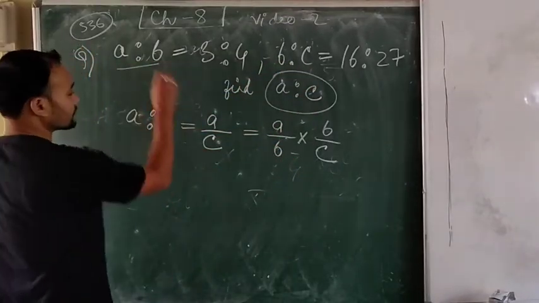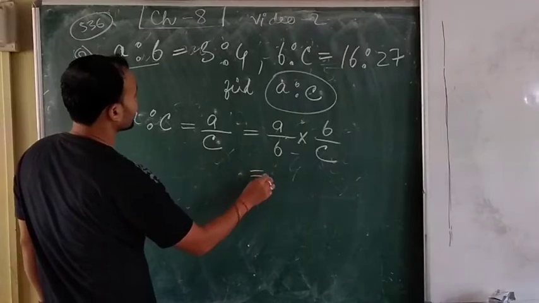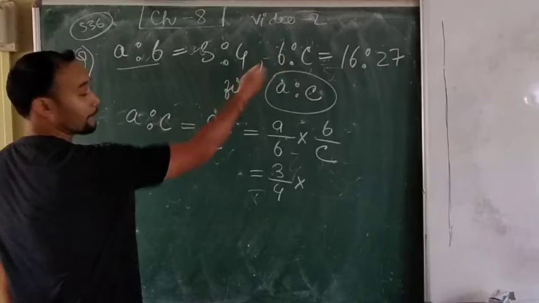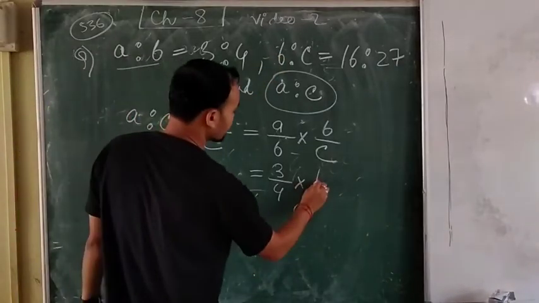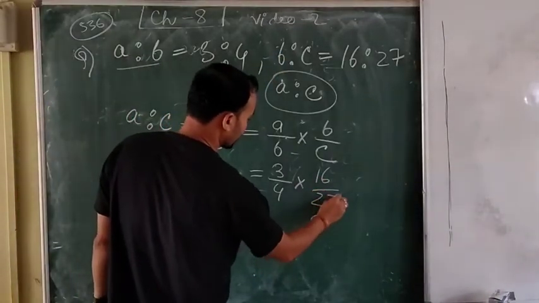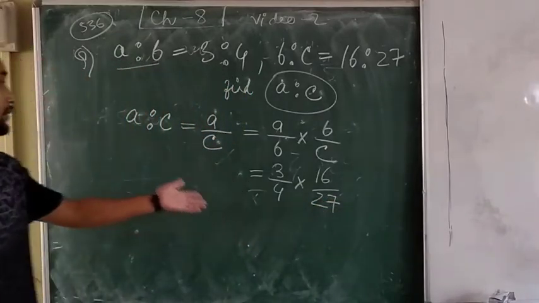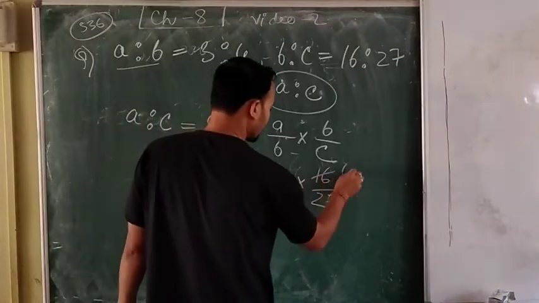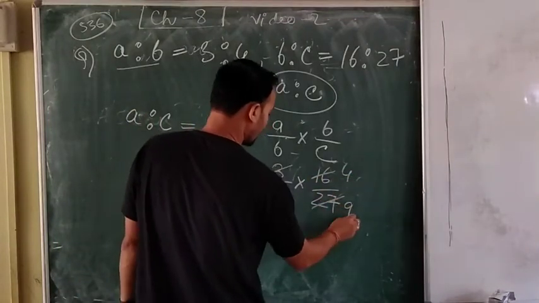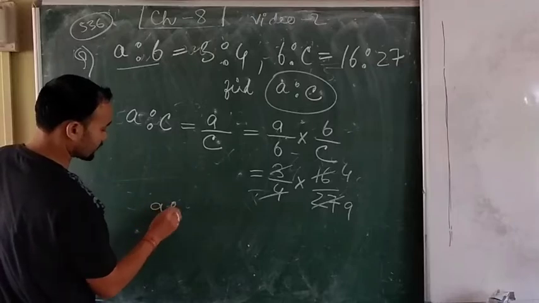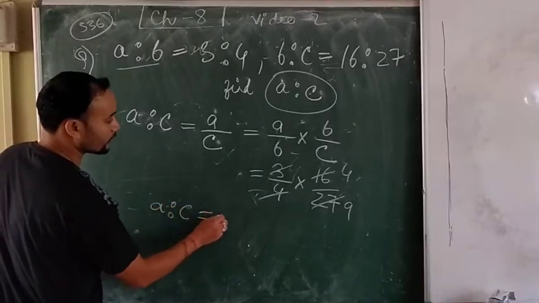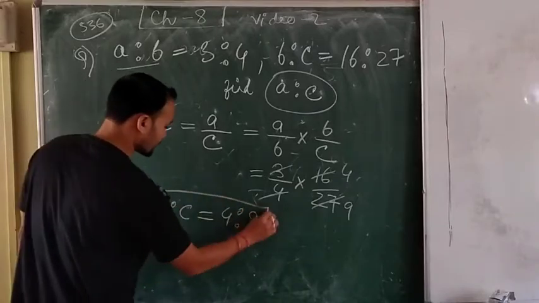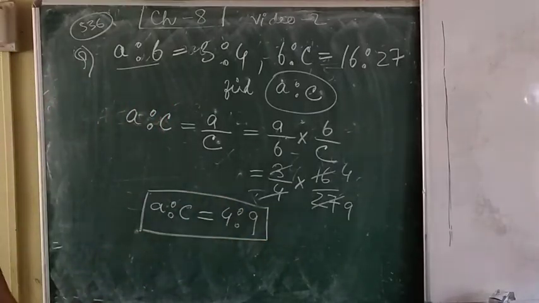Now what is A is to B? A by B is 3 by 4. And what is the value of B is to C? That is B by C. B by C is 16 is to 27. If you solve this, you are going to have the value of A is to C. That is 4 is to 9. Now, A is to C will hold the value of 4 is to 9. This is how we are going to solve such questions. Fine.